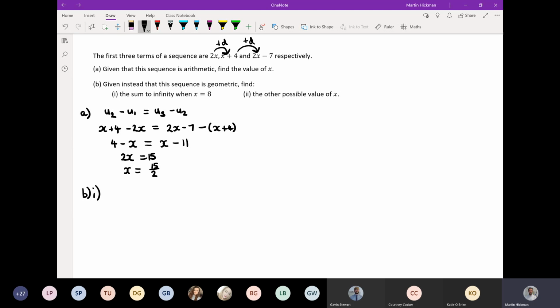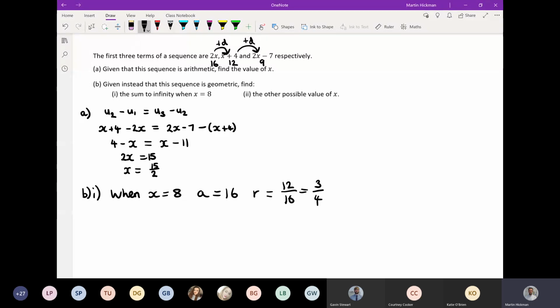So when x equals 8, our first term is going to be 16. And our value of r is just simply going to be 12 divided by 16, so we get 3 over 4. All I've done there is sub x into the sequence: the first term is 16. The next term, x plus 4, is just going to be 12. And then you could work out the next term as well, but we just need really the first 2 terms here. So the next one would just be 9.